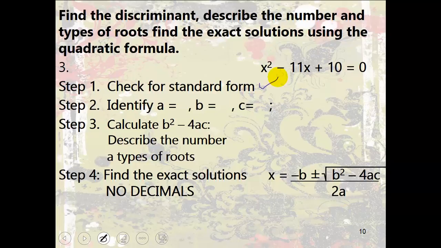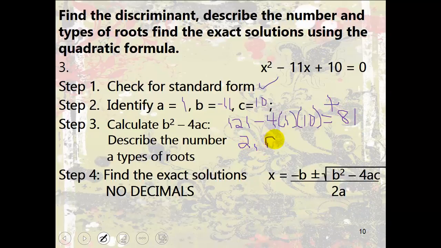All right, so we should have had 1, negative 11, and 10. And our b squared minus 4ac is 121 minus 4 times 1 times 10. So that gives me 81. It's positive and it's perfect. So that means I'm going to get 2 rational roots. And these are going to be ordered pairs because they're not imaginary.